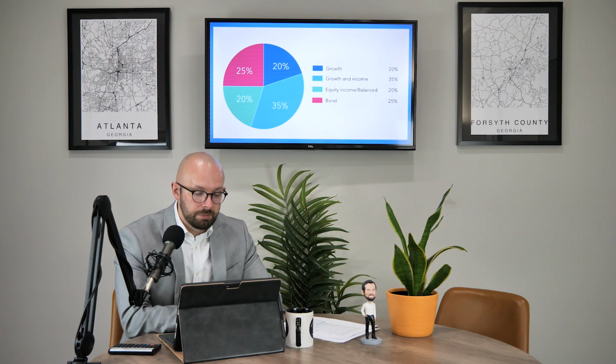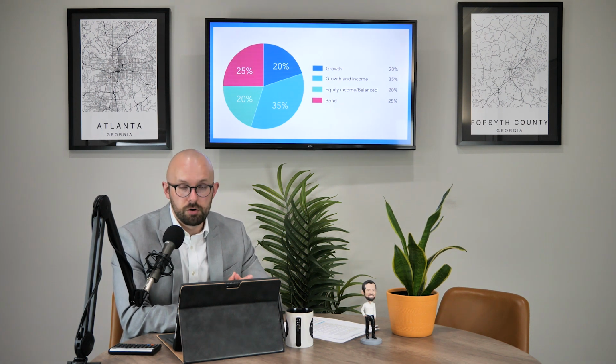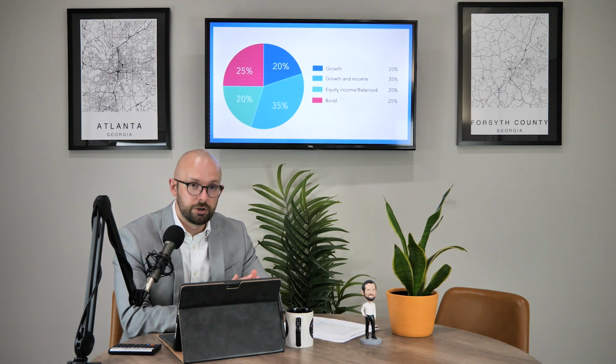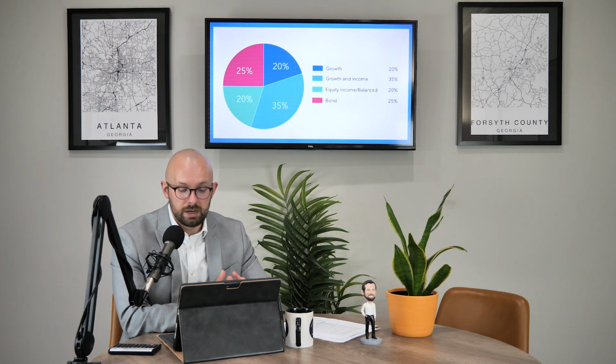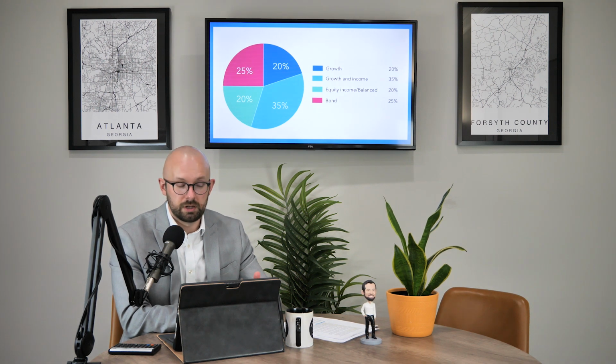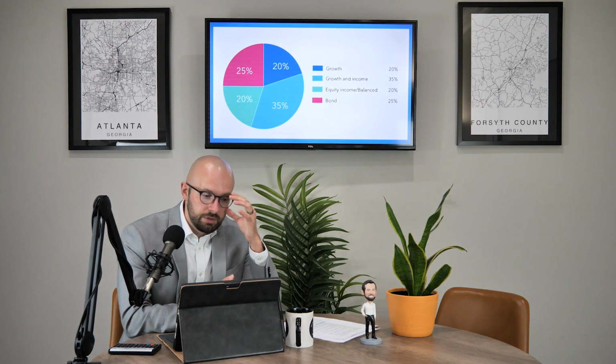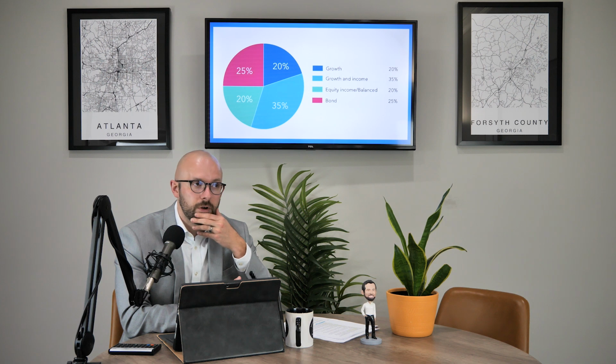So that might be something where the bond portion is designed to do one thing, the growth portion is designed to do another thing, the growth and income portion is designed to do another thing, and the equity income portion is designed to do another thing as well. So you'll have all of those building to be something separate.